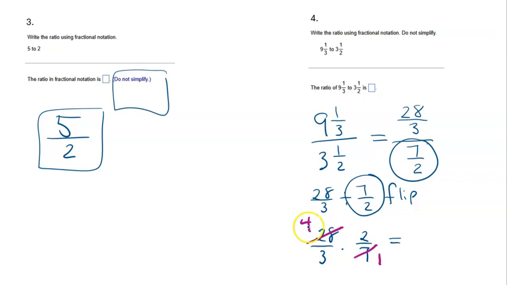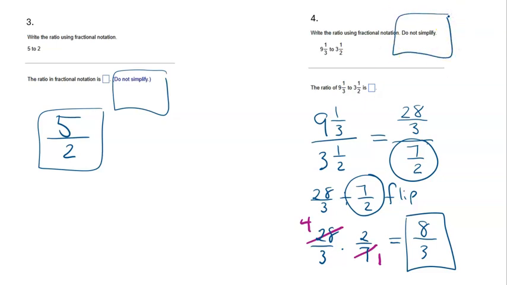Okay, so now I'm going to do 4 times 2 is 8, over 3 times 1 is 3, and this is my reduced ratio. But you know what? I just read the directions. And that's my problem sometimes.